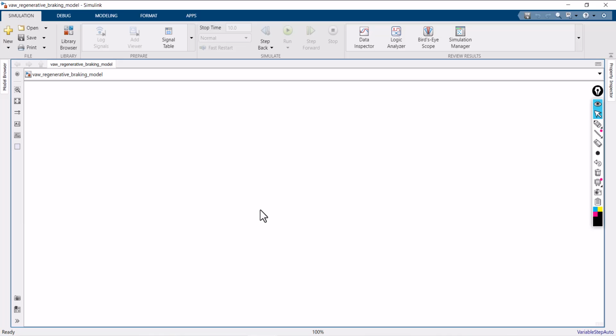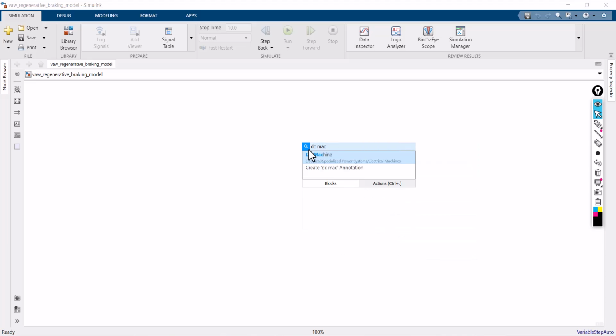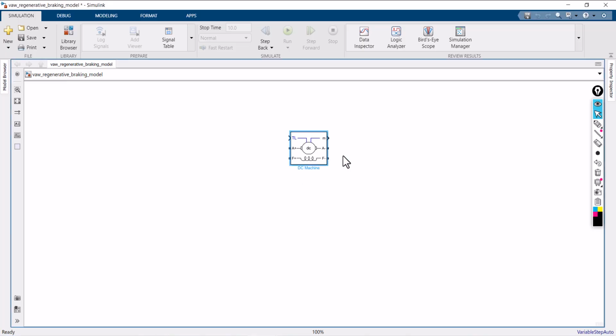The components I need, according to the circuit, are 4 switches, a battery, a machine, a resistor and a capacitor. These are all the things which I require. Let me take the DC machine.